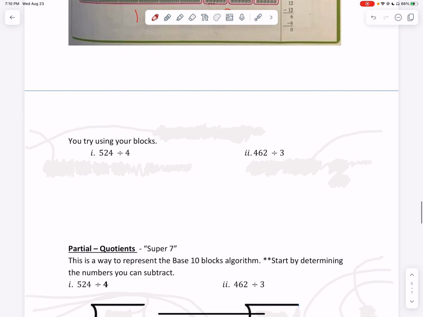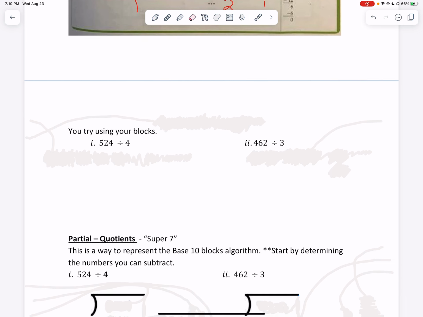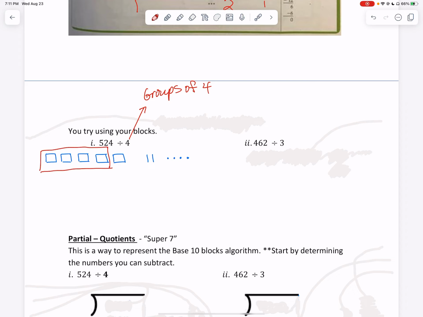So we're going to try using our blocks, okay? So let's draw our box, 524. So I've got 500, so that gives me 5 flats. I've got 20, so that's my 2 rods, and then I've got 4 units. All right, so I'm trying to separate these into groups or sets of 4. Okay, so notice right here, here's 1 set of 4. So that's 1 set of flats.